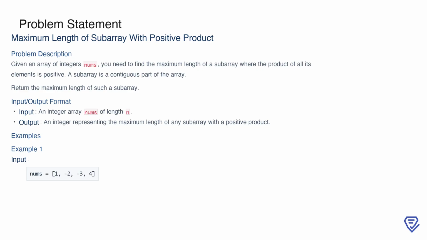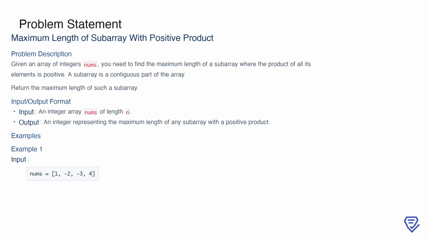In this problem, we are tasked with finding the maximum length of a subarray within a given array of integers where the product of all its elements is positive. Remember, a subarray is a contiguous portion of the array, meaning the elements must appear consecutively in the original array. The goal is to determine the length of the longest subarray that meets this condition. For the input, we are provided with an integer array called nums, and the output is a single integer representing the maximum length of the desired subarray.